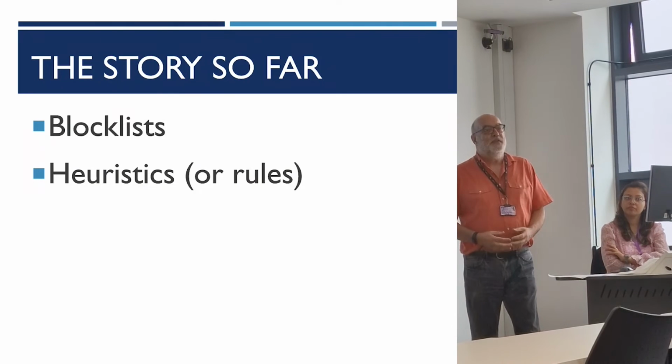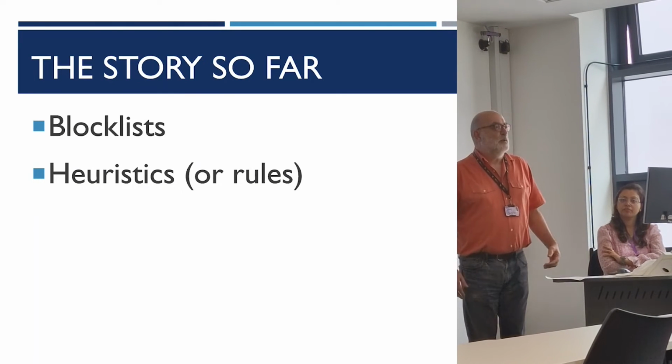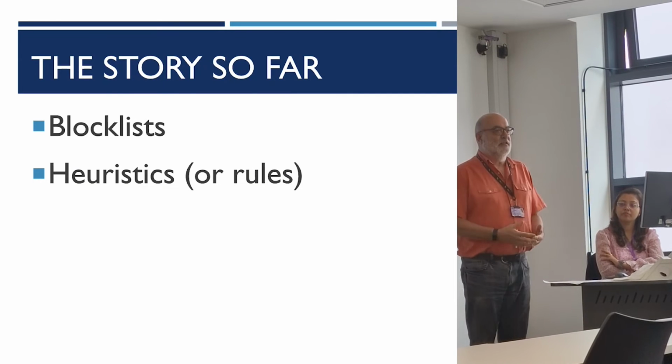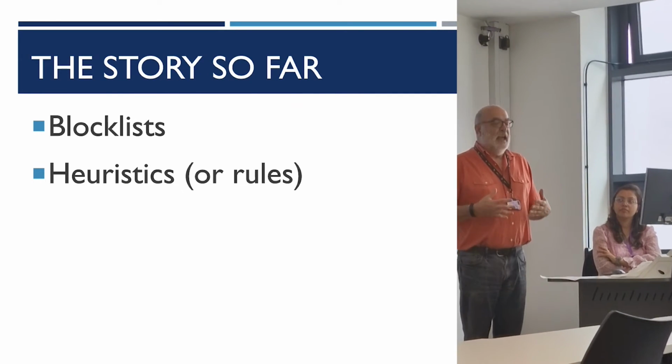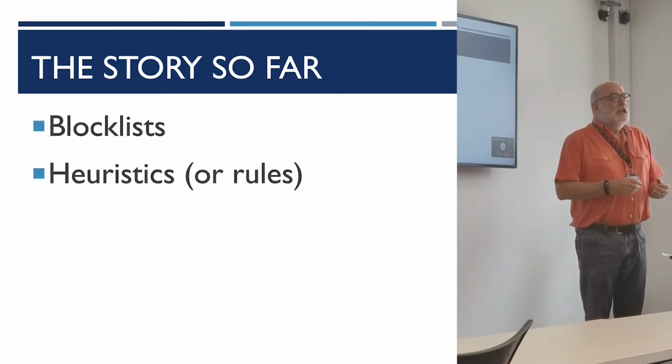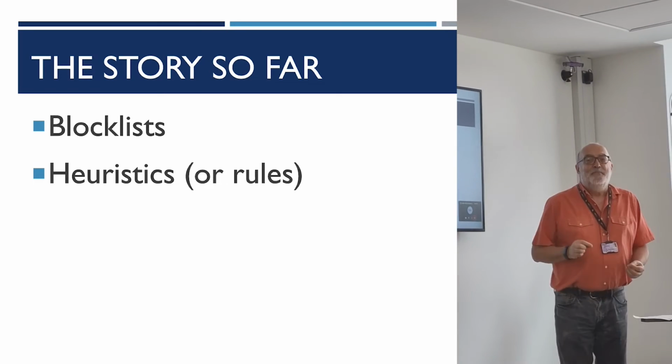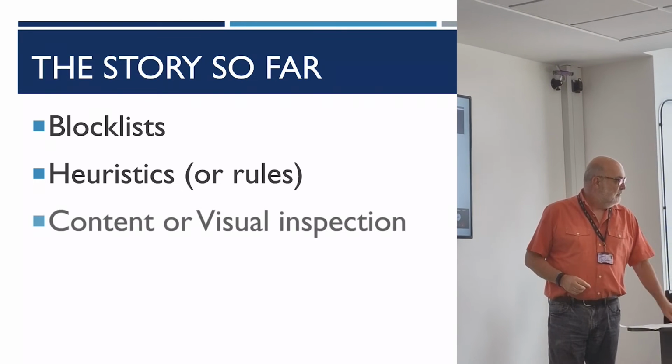The second one is heuristics or rules. This is where we compare the URL, the email header or the content of the email to a bunch of rules. Again, it's very fast. It may possibly detect zero-day attacks, but it can be circumvented.